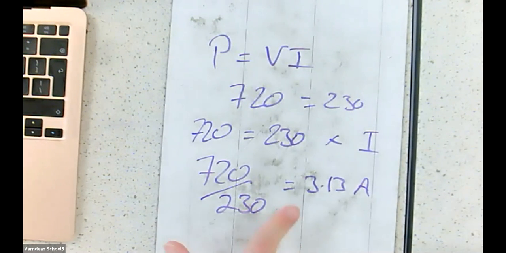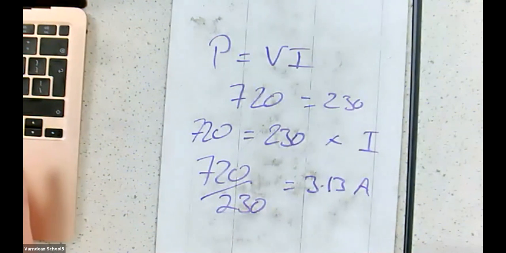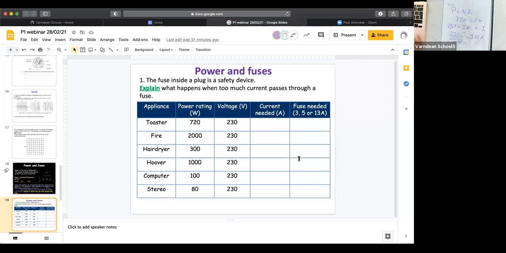3.13 amps. Okay, 3.13 amps. So if I then just go back to what we were looking at just there, it needs 3.13. Which fuse am I going to choose? I'm going to have to choose a 5 amp fuse. And this is where people often go wrong. They go, oh, well, it's almost 3, I'll pick a 3. That's no good.